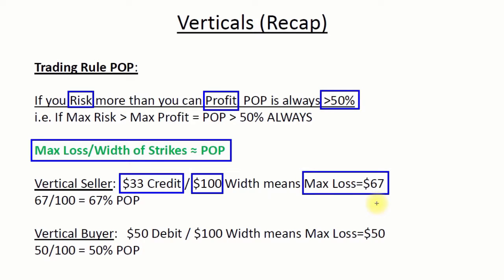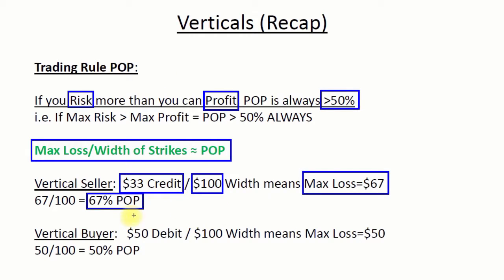So a shortcut for working out the POP in this case would be max loss divided by the width of the strikes. So we take our max loss potential of 67 divided by the width of the strikes, which is 100, and we end up with a rough POP of 67%. Great shortcut to know how to work out your POP if you're not using the software that I'm using.